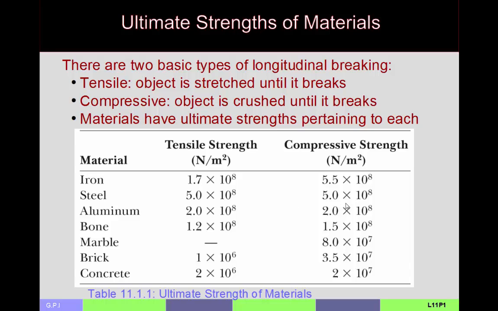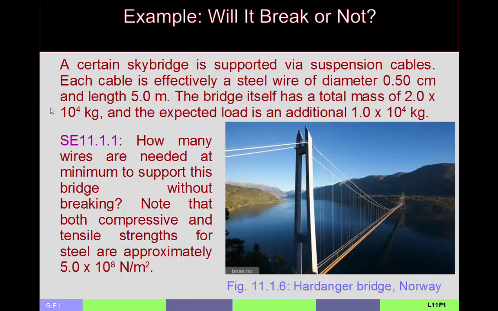Aluminum has about the same for compressive and tensile. Bone tends to be a little better at handling compression than tension. So this table is giving us a variety of different ultimate strengths. So let's actually now look at an example of that.